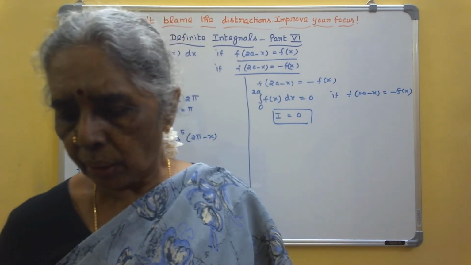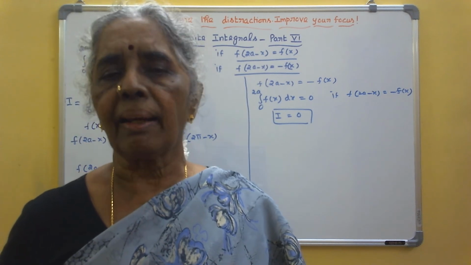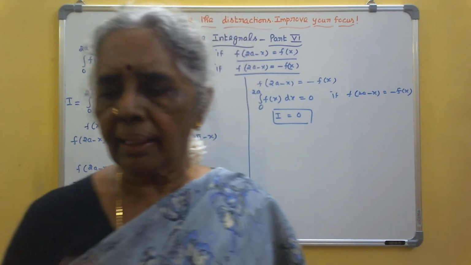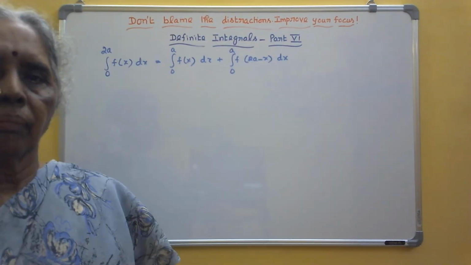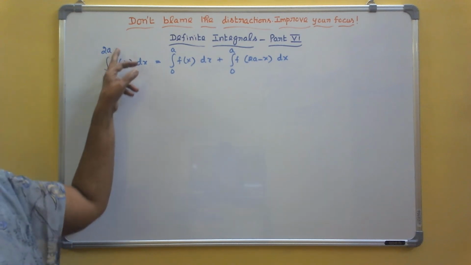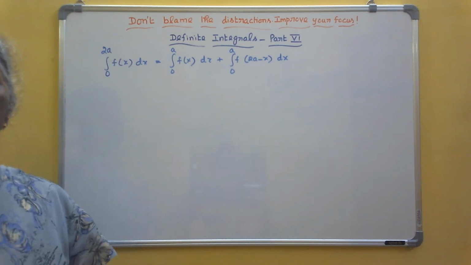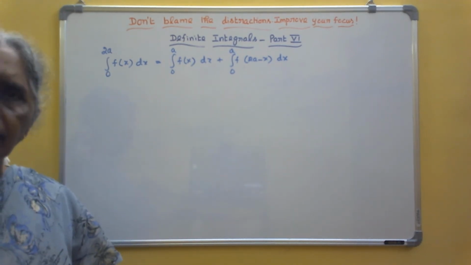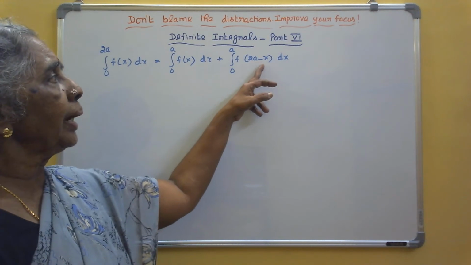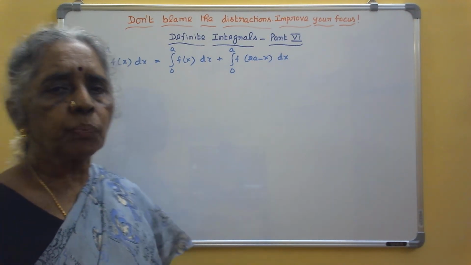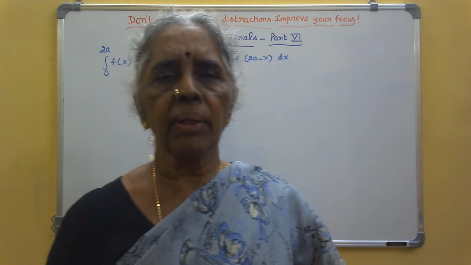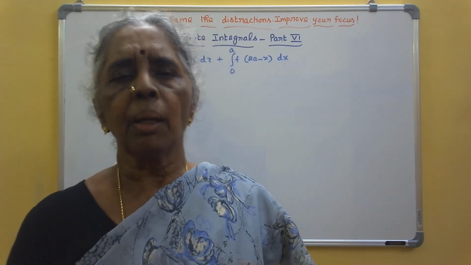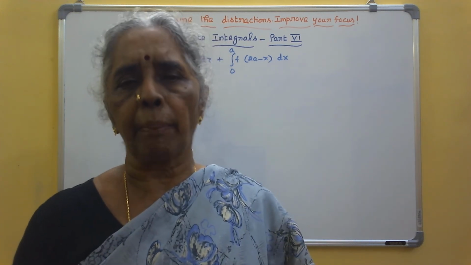Now, I will tell you one more property which is very rare, but still you should know that property. Integral 0 to 2a f of x dx is equal to integral 0 to a f of x dx plus again integral 0 to a f of 2a minus x dx. This property I already told you. We may not be using it much in the sums. It's a very rarely used property only. But you should know that it is also a property.